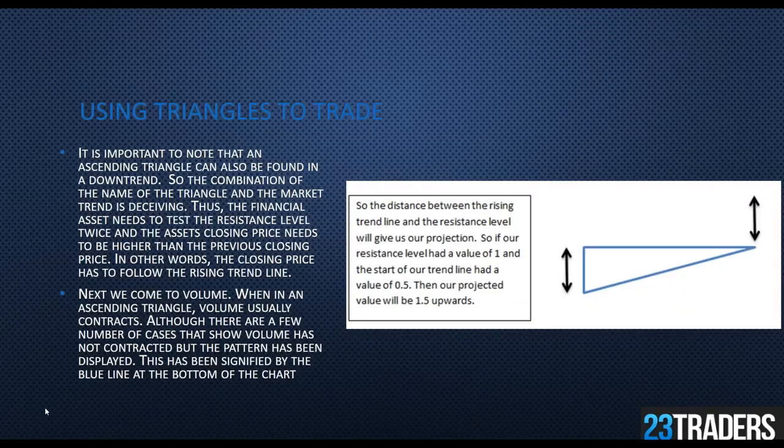There we go. Okay, using triangles to trade. It is important to note that an ascending triangle can also be found in a downtrend. So the combination of the name of the triangle and the market trend is deceiving. Thus, the financial asset needs to test the resistance level twice, and the asset closing price needs to be higher than the previous closing price. In other words, the closing price has to follow the rising trend line.